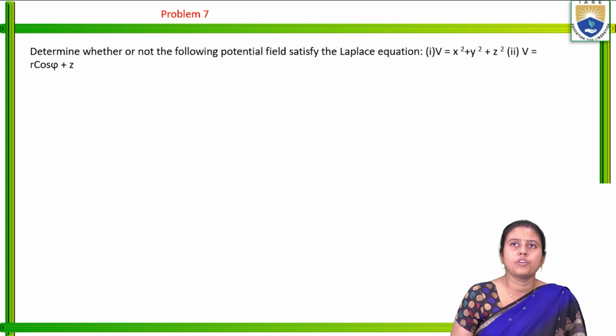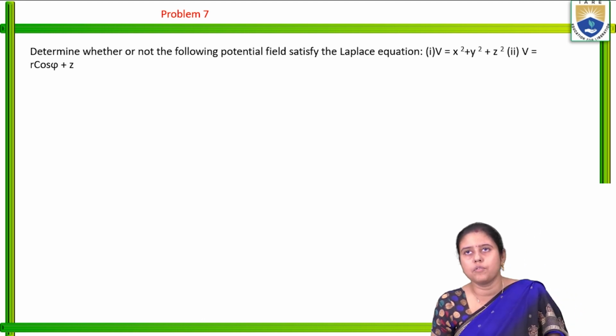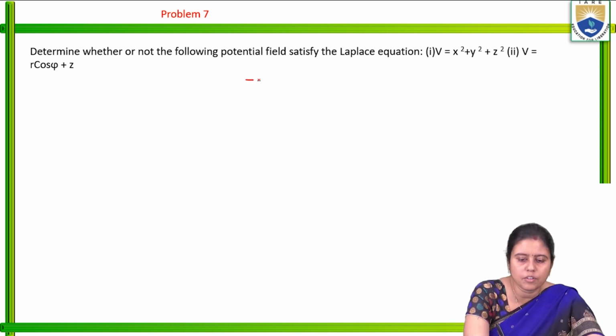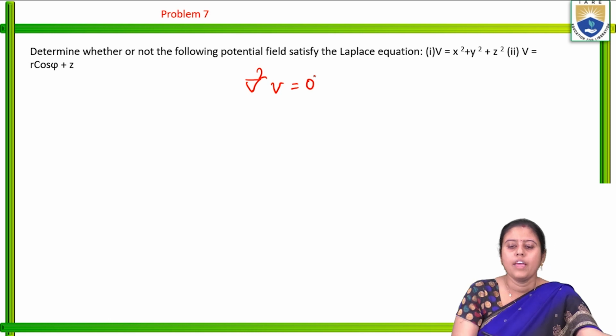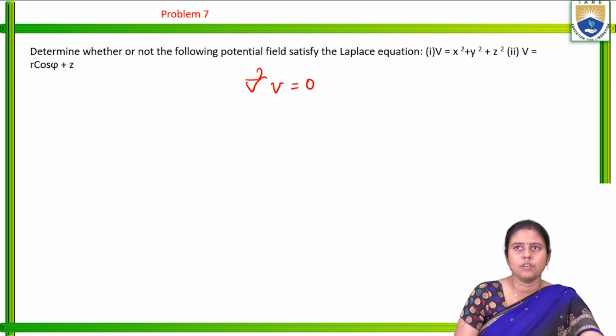Determine whether the potential of the field satisfies the Laplace equation or not. What is the Laplace equation? In the last class, we discussed the Laplace equation. And what is the Laplace equation? Grad square V is equal to 0. If this equation is proved, then we can tell this is a Laplace equation.